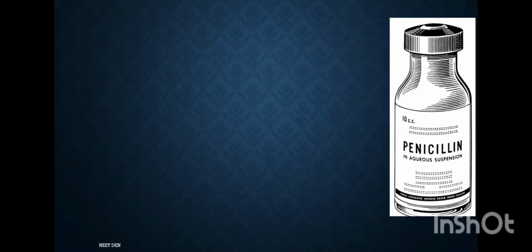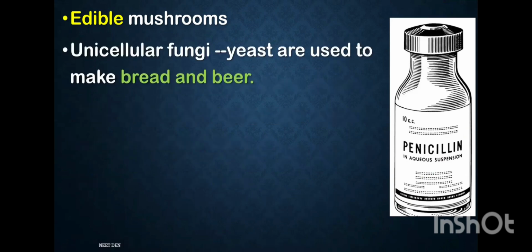Now, how do these fungi affect our lives? We find that we do eat some fungi, like some edible mushrooms, which are delicacies. Unicellular fungi like yeast, everybody must have heard about yeast, which is used in cooking, especially in making bread and also in making beer for fermentation.